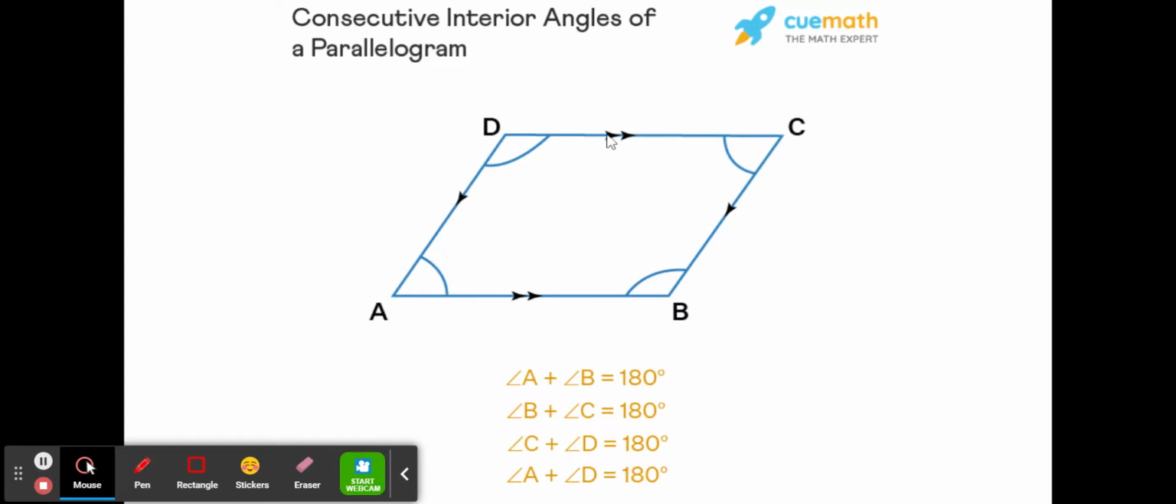The consecutive interior angles. Again, those are one right after the other, the ones that are next to them if you go in a clockwise position or counterclockwise. But in a quadrilateral and a parallelogram in particular, they are going to be supplementary or add up to 180. So A plus B or B plus C, adding up to 180. Remember, we call that supplementary.